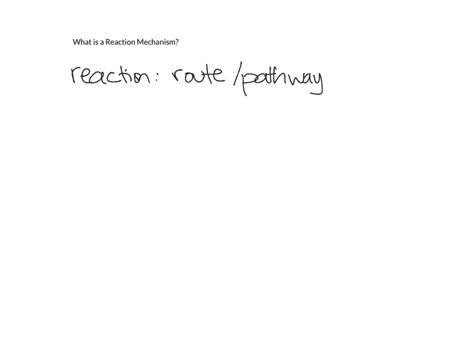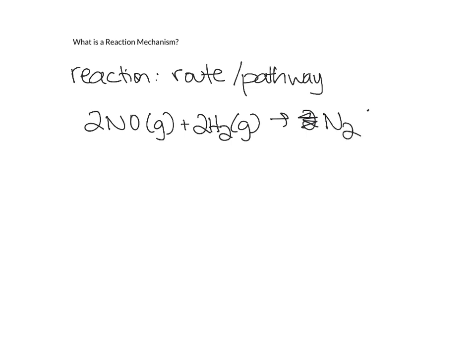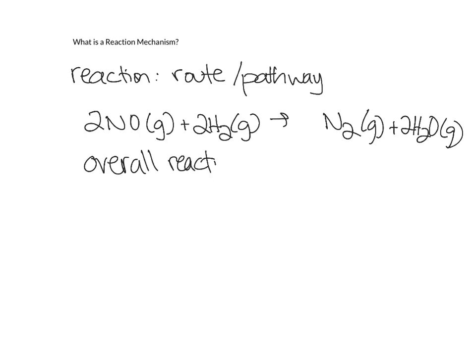So here's an example of a chemical reaction. I can take two gaseous nitrogen monoxide molecules and react them with two H2 gas molecules to make an N2 gas and two waters. And this particular reaction is what we call an overall reaction. It shows all the products making all of the reactants.